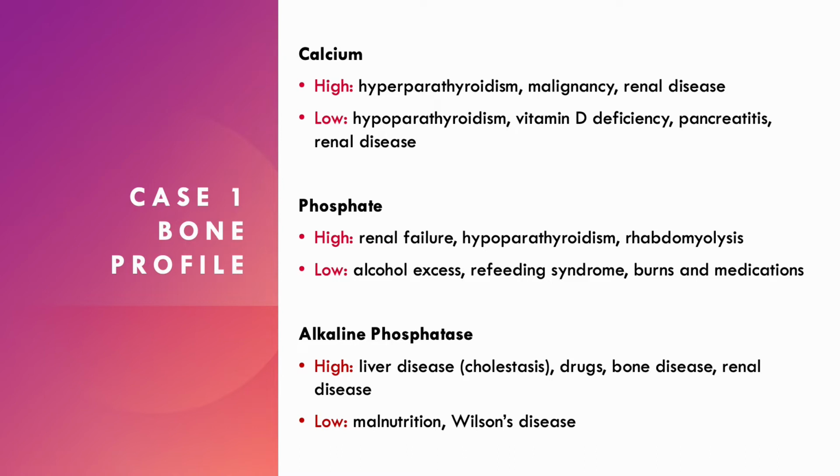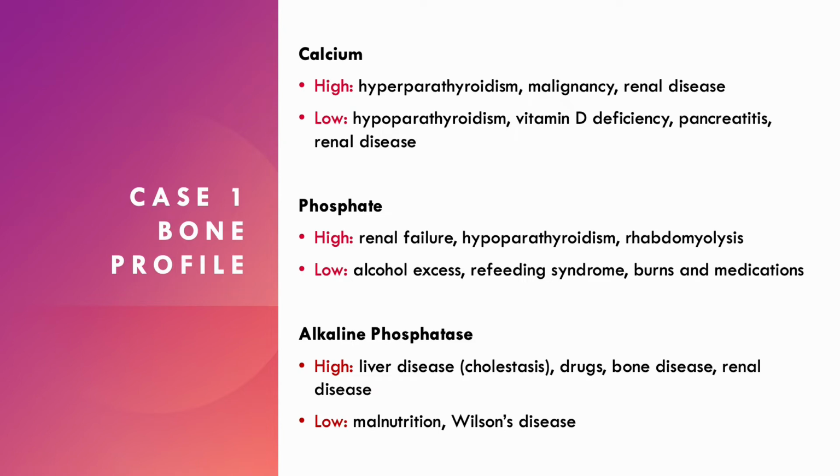You get high phosphate in renal failure, an underactive parathyroid gland, and rhabdomyolysis. Rhabdomyolysis is where there is a significant muscle ischemia, which leads to the breakdown of muscle, and it leads to the release of the muscle fiber contents, which are harmful to the kidneys, and it can in turn cause kidney damage. In terms of causes of low phosphate, you have alcohol excess, refeeding syndrome, which we'll go over later, burns, and medications.